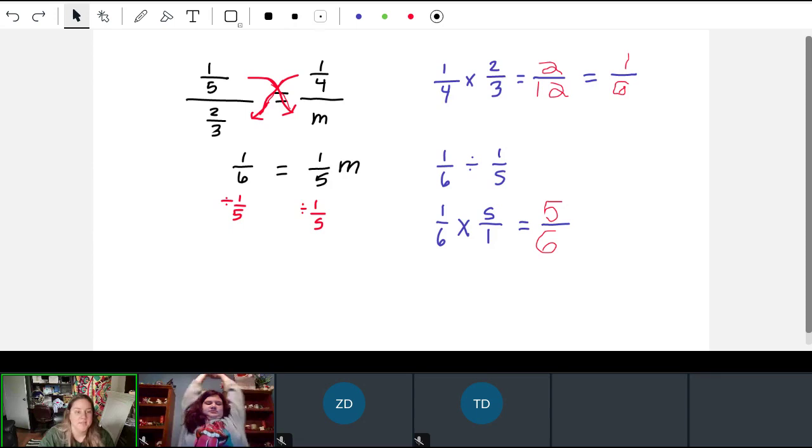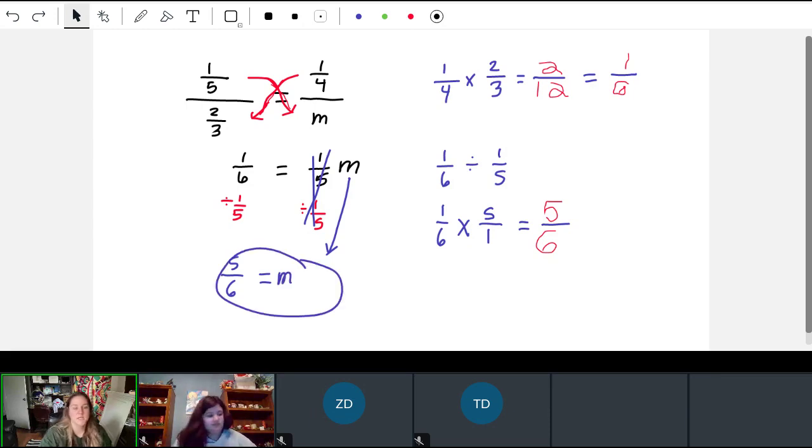Very good. All right, so now we've done this part, 1/6 divided by 1/5. So let's write our answer down here. So 5/6. Copy down your equal sign, and we can cross out these 1/5 and bring that m down. Okay, so there is your final answer, 5/6.